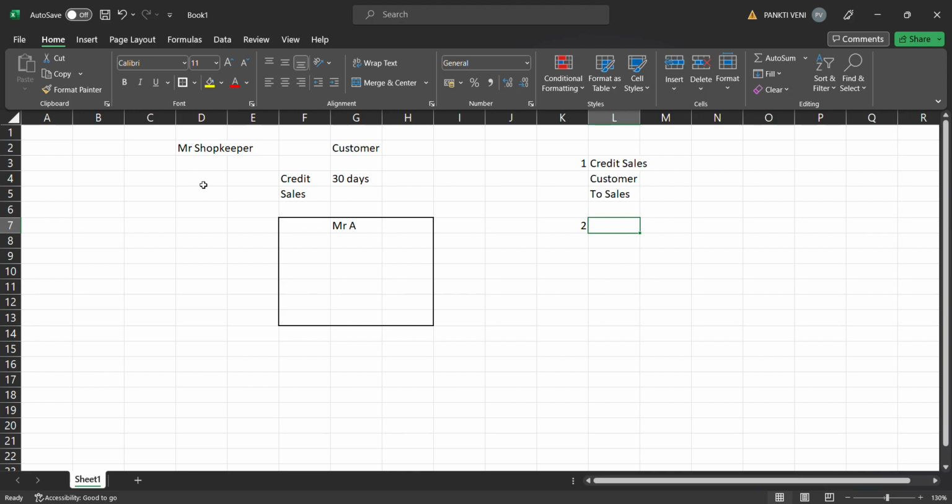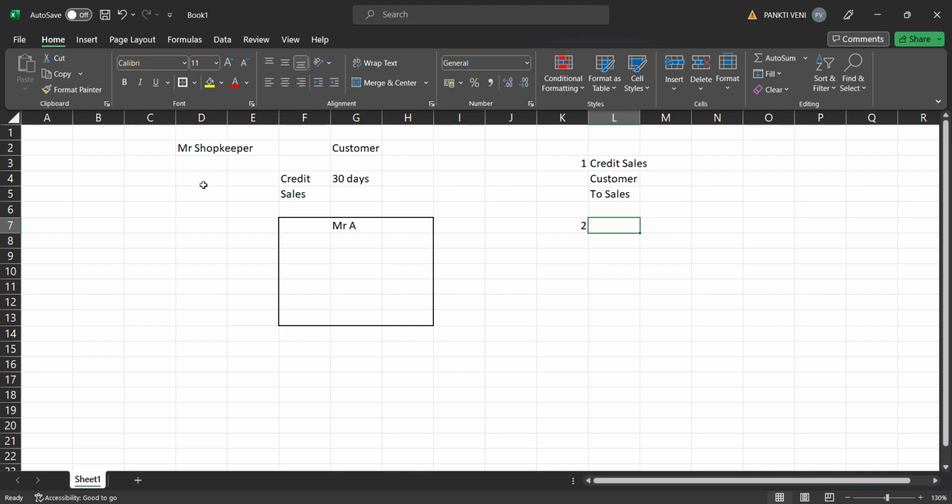Let us get back to our previous example, wherein we studied that a shopkeeper is selling goods to the customer. Now the customer is ready to pay, but he is not ready to pay today, he'll pay after 30 days. So this is a credit sale. Whenever there is a credit sale, bills of exchange will come into the picture.